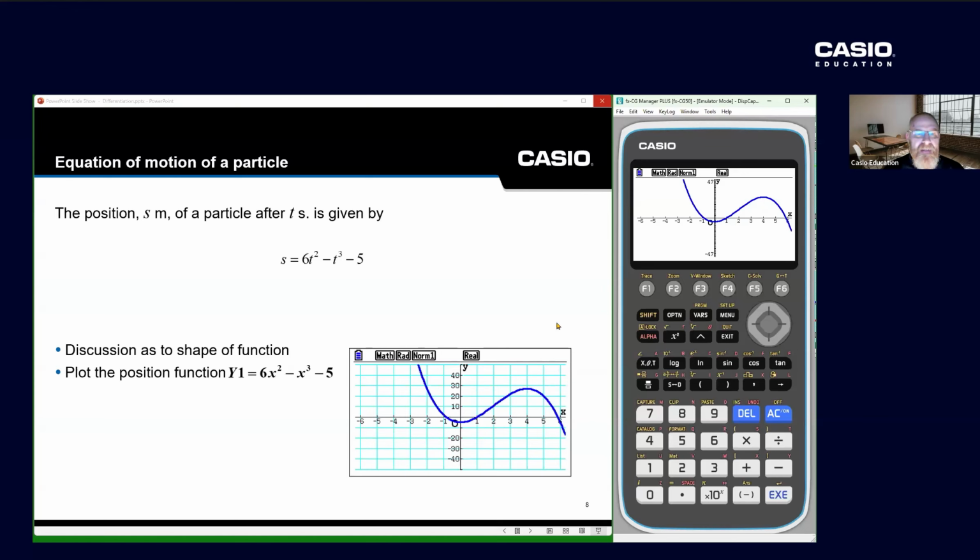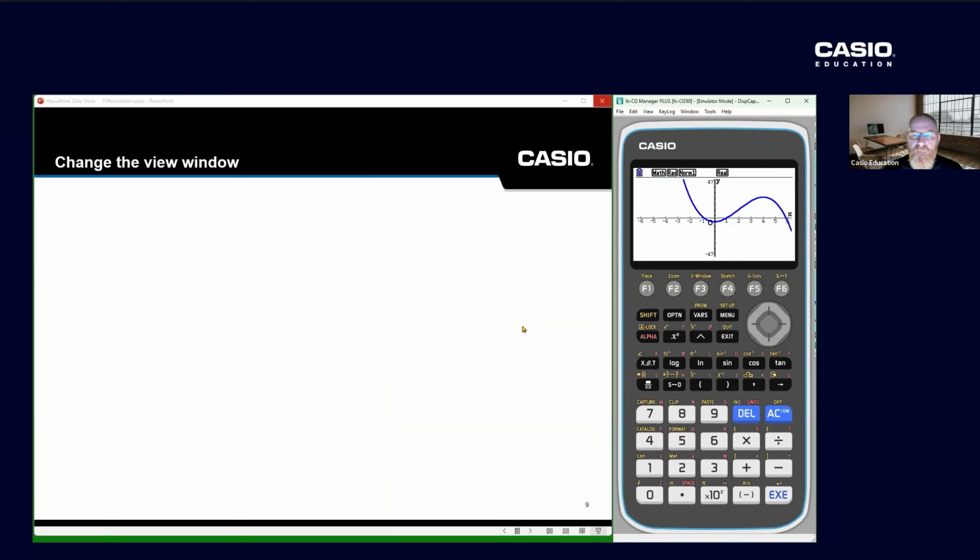However, because this is in context, we're going to have a go at investigating it between 0 and 7, so 0 and 7 seconds. Now that makes sense, given that negative time is not particularly relevant to our questions. So we do have to pay attention to the importance of the domain that's given. So what we can do next is change the view window so we get an even better looking curve.